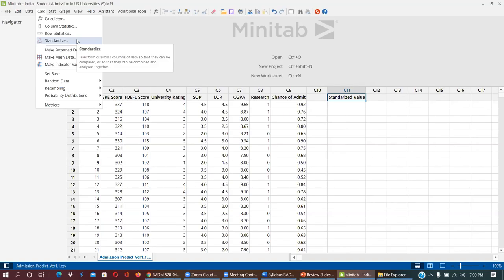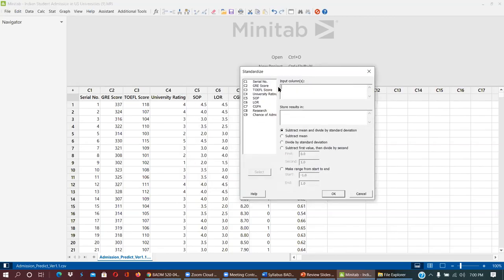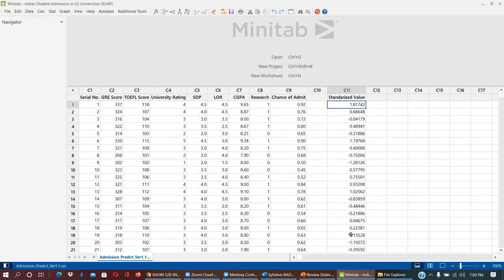Can you see the standardized value here? Standardized under calculate. What is the input column? I'm taking GRE. Where am I going to store? I'm going to store in C11. Okay, so this is the standardized data. It means that if a value is greater than the average, it will come out positive, divided by the standard deviation. Now if I take the average and the standard deviation of this, the standard deviation will come 1 and the mean is coming 0. So for a standardized normal distribution, the mean is always 0 and the standard deviation is always 1.